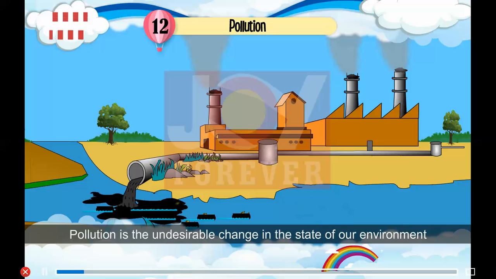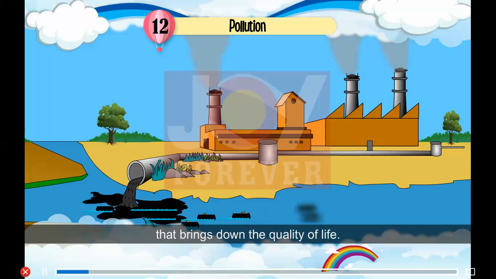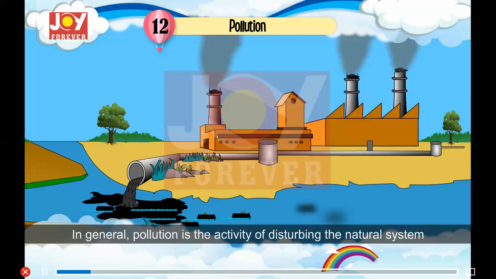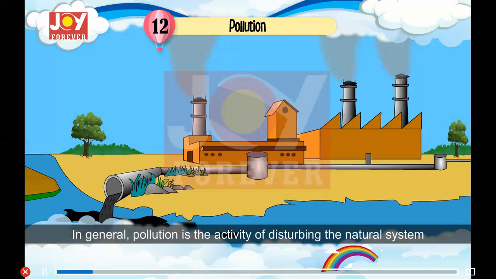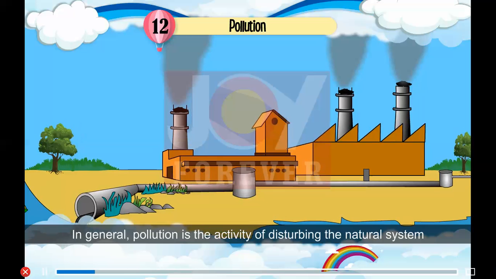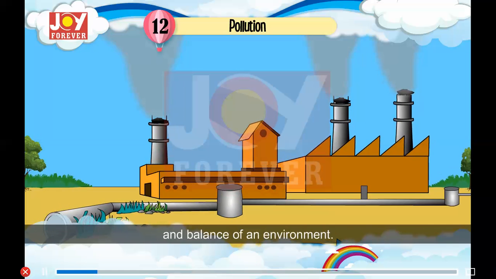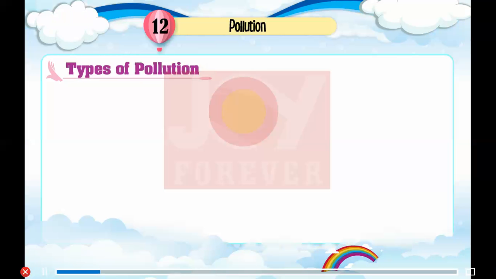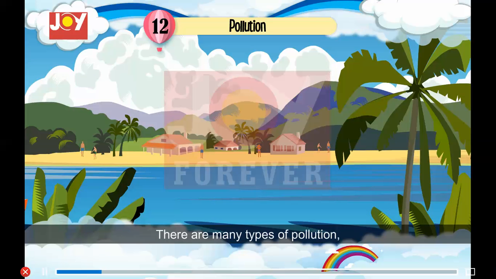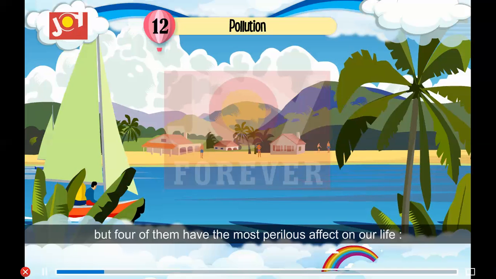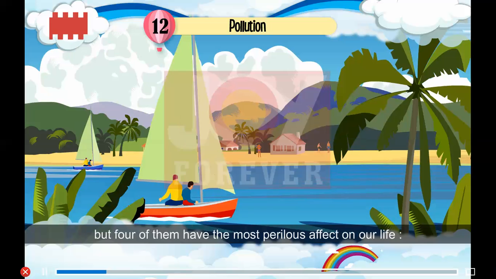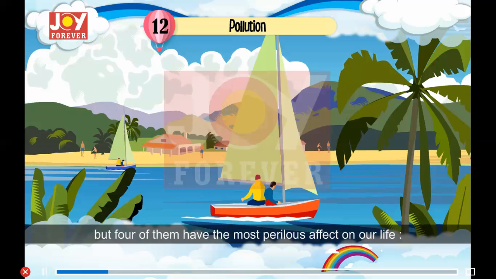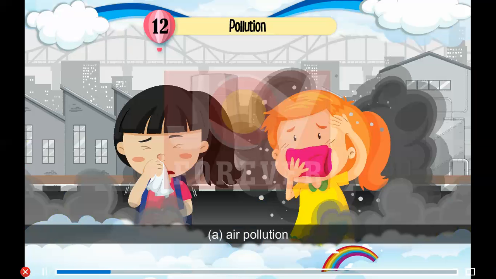Pollution is the undesirable change in the state of our environment that brings down the quality of life. In general, pollution is the activity of disturbing the natural system and balance of an environment. Types of pollution. There are many types of pollution, but four of them have the most perilous effect on our life. A. Air pollution. B.